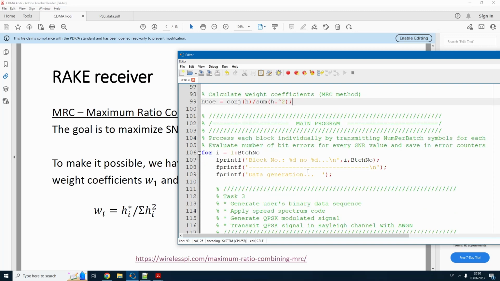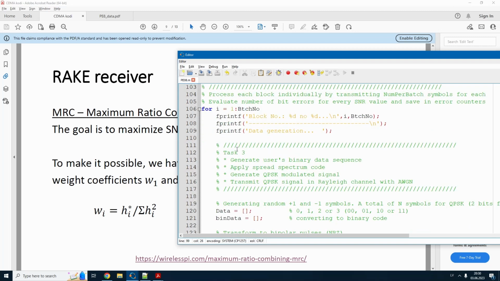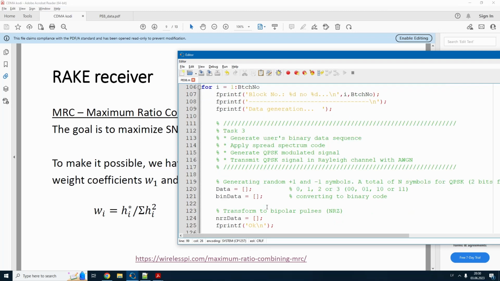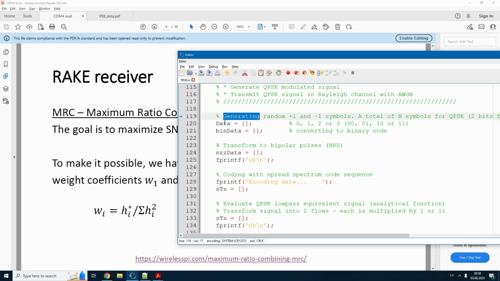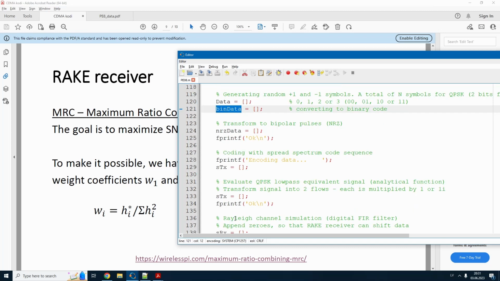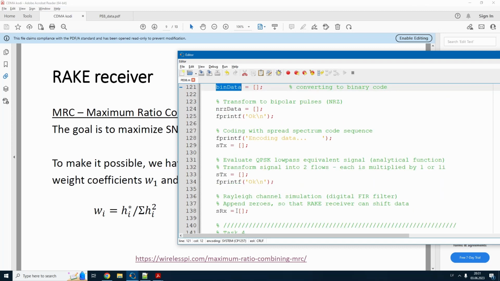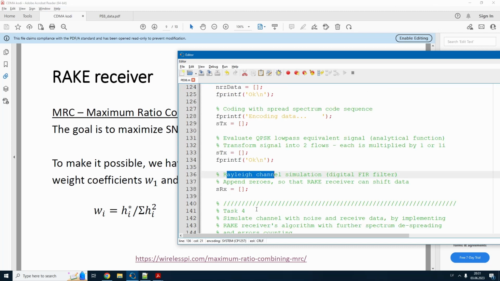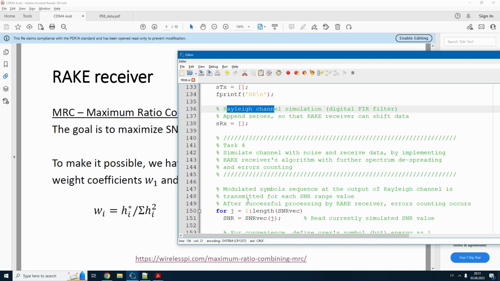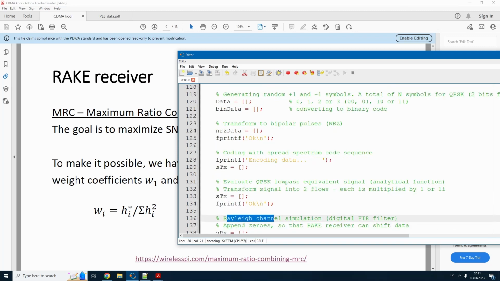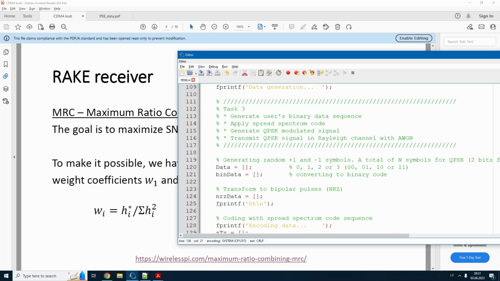Here then starts the main program of simulating. In this main program, what we need to do now is to implement the RAKE receiver. But before that, we actually need to generate some data, convert it into a binary form, add some noise, add channel effect. So here you can see the Rayleigh channel simulation. Finally, task 4 here will ask you to make the RAKE receiver. That is the goal of this practical exercise. So let us then generate this data.